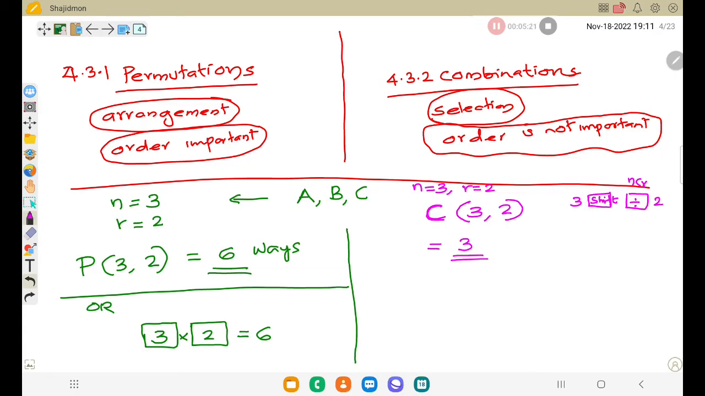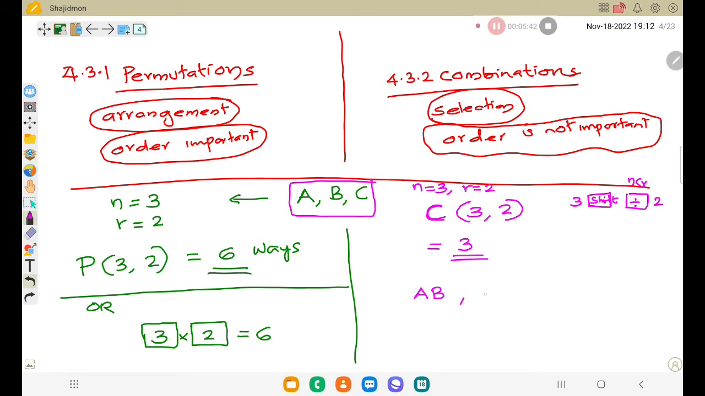Combination of 3, 2 is equal to 3. So how many combinations can we form? Only 3 combinations. Can you say what the 3 combinations are out of these 3 letters? We select 2 letters at a time, correct? For example, we can choose the letter A and the letter B. This is the first combination: 2 letters from 3 letters.